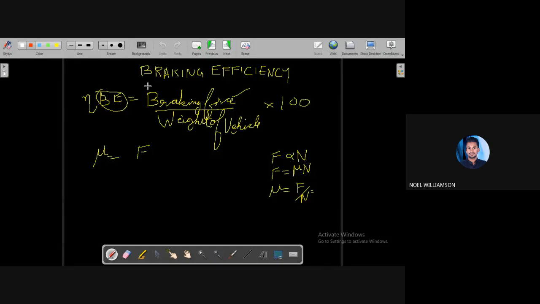But in the actual case, there is no such vehicle with 100% efficiency. For calculation purposes and for designing, we consider or assume that the braking efficiency is 100% in certain cases that we will see. And we have defined the coefficient of friction mu as F by N.